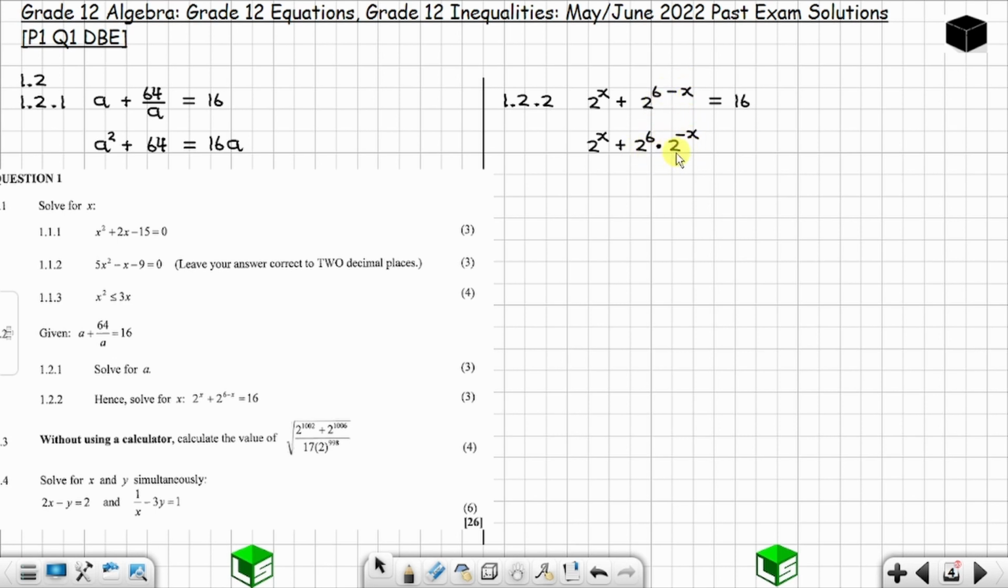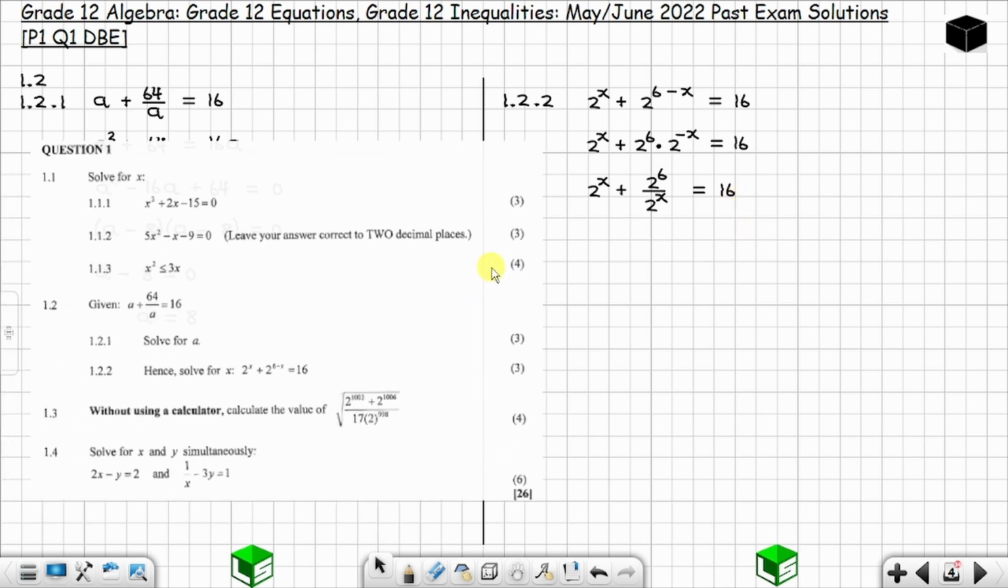Can you see? When the bases are the same, you are going to add your exponent and get this. So I have changed this into this, and this is equal to 16. You carry on, you have 2 to the power of x plus 2 to the power of 6 over, you can bring this down to the denominator. This is 2 to the power of x instead of 2 to the power of negative x. Now you have 2 to the power of x when you bring it down, okay? And this is equal to 16.